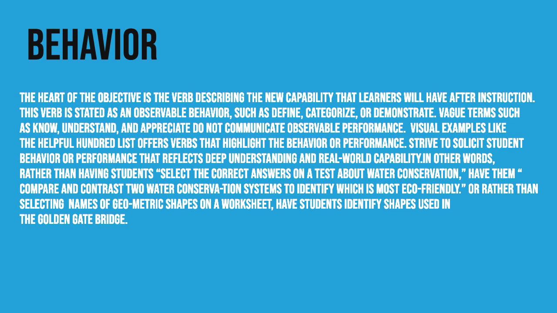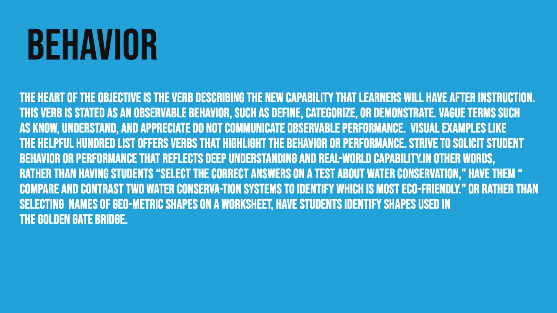For behavior, the heart of the objective is the verb describing the new capability that learners will have after instruction. This verb is stated as an observable behavior, such as define, categorize, or demonstrate. Vague terms such as know, understand, and appreciate do not communicate observable performance. Visual examples like the helpful 100 list offer verbs that highlight the behavior or performance. Strive to solicit student behavior or performance that reflects deep understanding and real-world capability.